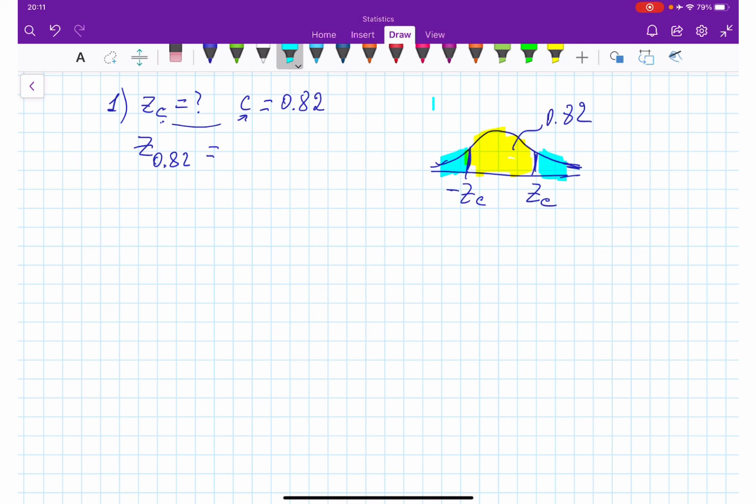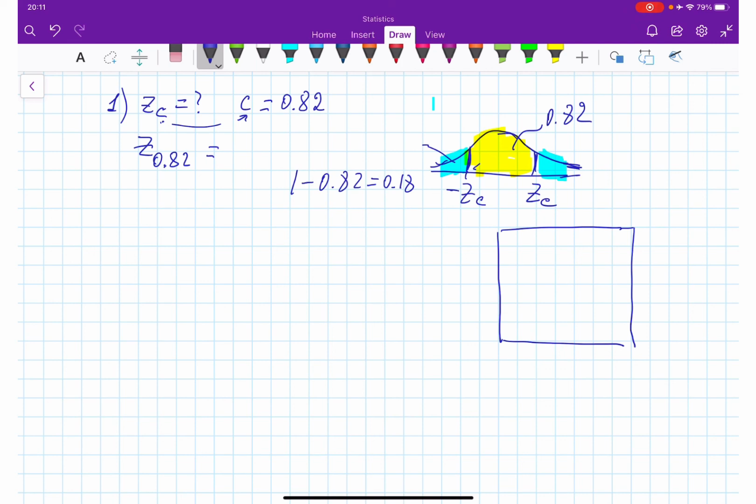So let's see how we're going to find it. First of all, the confidence level is 0.82, which means 82%, so I'm going to look in the table, not as a z-score on the side, but in the body. If this yellow area is 0.82, then for the two tails it's going to be 1 minus 0.82, which is 0.18, right?